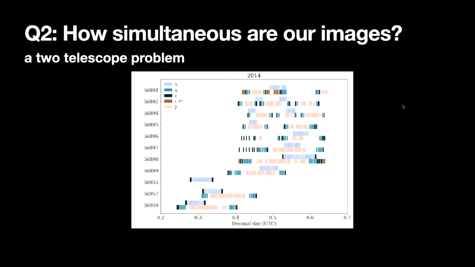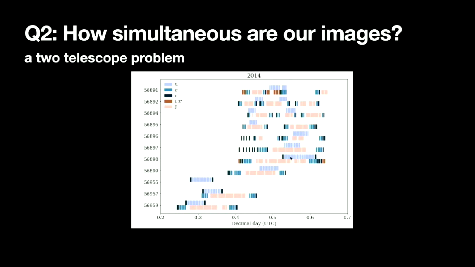So how you interpret this is, these are different days, and these are decimal days, so it corresponds to time within a day. The bars on the top, the purple ones, are all individual images taken by the CFHT telescope, so the U-band images. And then the bottom ones are the images taken by the second telescope. So what we're looking for is how much do these actually overlap?